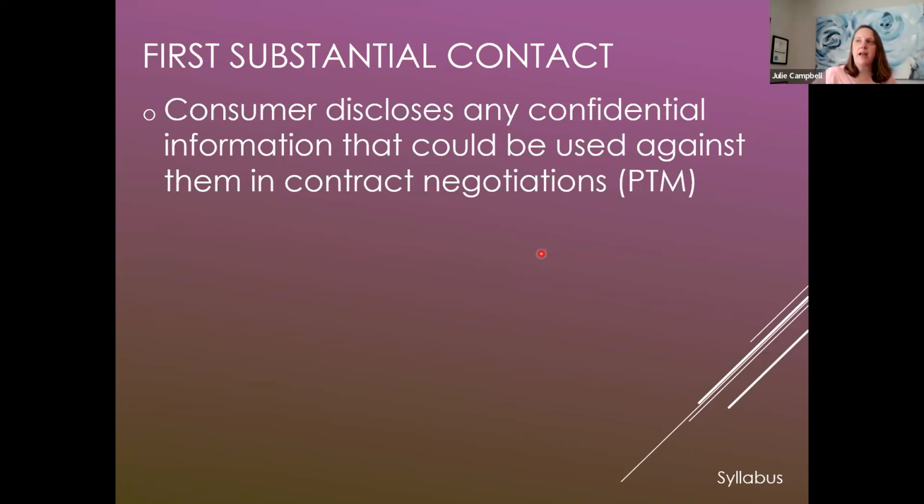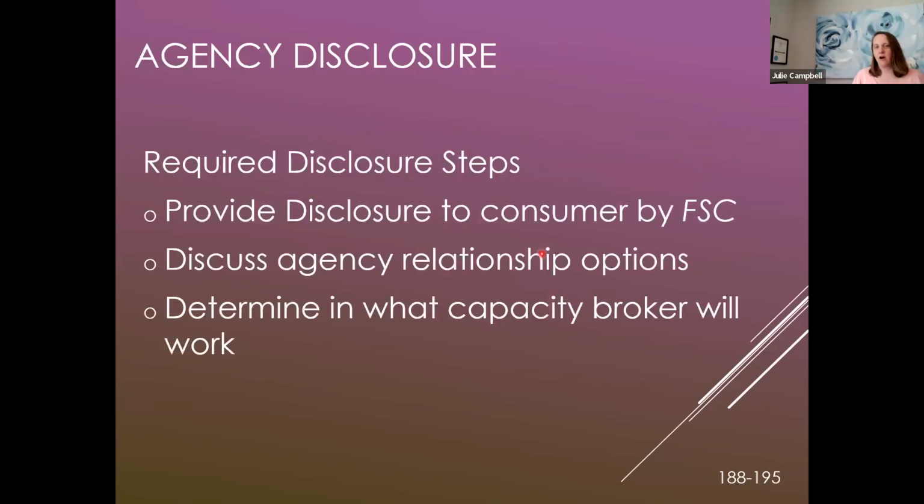So when it comes to our agency disclosure, we need to provide the disclosure at our first substantial contact. We need to discuss our agency relationship options with them. Tell the consumer, this is the type of agency that my firm offers. We'll look at the form in just a second.